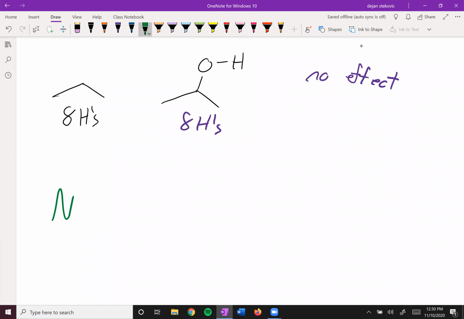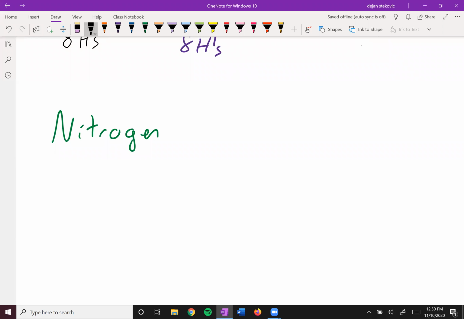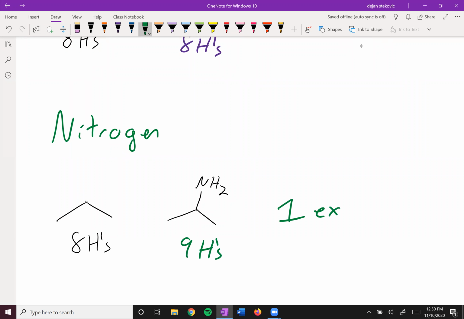Next up, we have nitrogens. So again, our propane example, we have 8 hydrogens here. If we replace one of the hydrogens with a nitrogen, now we have an NH2 because nitrogen forms 3 bonds. And so here we have 9 H's. And so you can see the overall effect is 1 extra H than what we would expect.